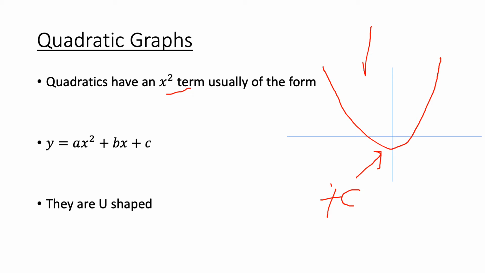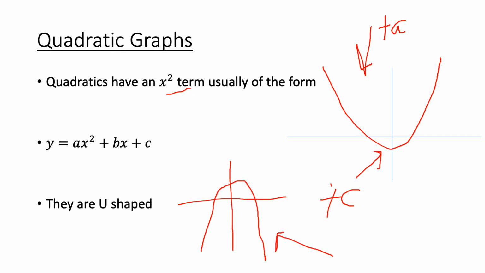So that's a positive quadratic when a is positive, and when a is negative, it is an n shape. It looks something like this. That is what I call a negative quadratic, so a is less than 0. A positive quadratic is U-shaped, a negative quadratic is n-shaped. And where it crosses on the y-axis, that is going to be the plus c.